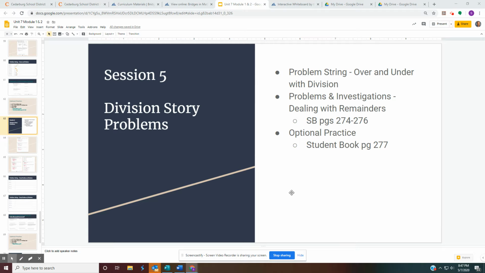All right. Yes, you saw it. We are going to be doing another problem string, overs and unders with division. Same thing we did yesterday. We're going to look for some base 10 multiplication problems and then subtract a little bit and figure out some answers from there. When we're all done, you can feel free to do any of the workplace games that we've learned, but you also need to make sure you finish page 277 in your student book.